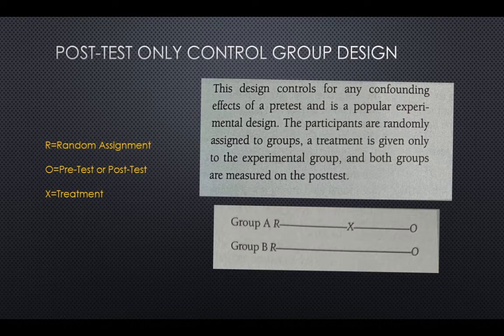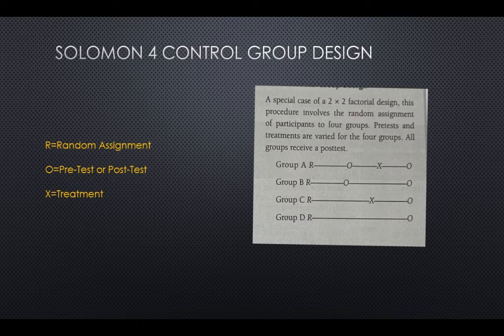So in this design, we still have 2 groups. We still have random assignment, but both groups are going to get the post-test as opposed to a pre-test and a post-test. The final type of experimental design we're going to talk about today is called the Solomon 4 group design. It's a special case of a 2x2 factorial design. This is also going to involve random assignment of participants to 4 groups. Pretest and treatments are varied for the 4 groups, but all of the groups are going to get the post-test.